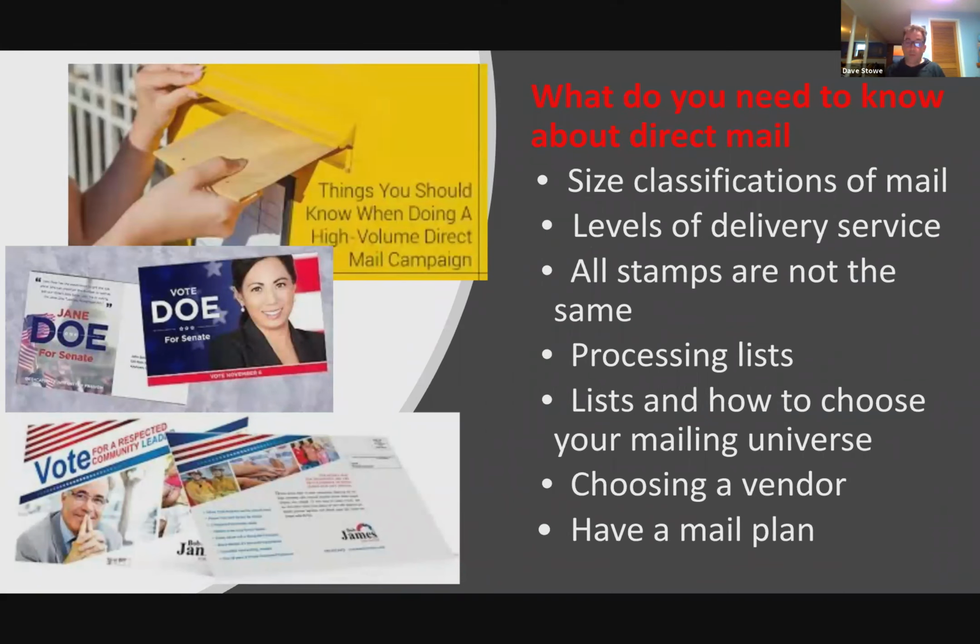There's a number of things that need to be considered. First is the size classifications of mail. The next is the levels of delivery service, whether or not stamps should be involved and how to incorporate that, processing lists and how to use your mailing universe, how to choose a vendor, and having a mail plan. So we're going to go through all of these bullet points in detail now.